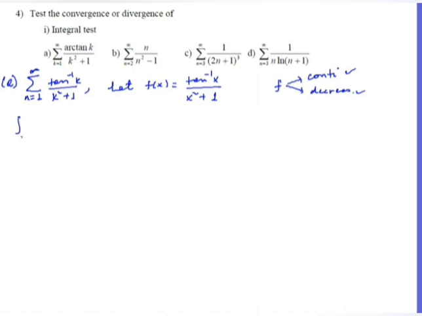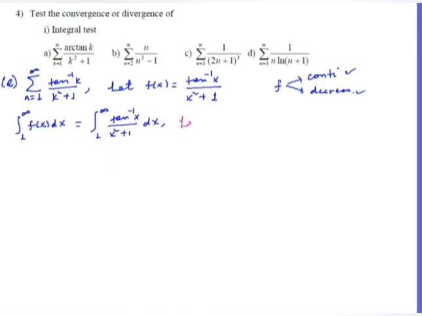So using the integral test we will have the integral from 1 up to infinity of f of x dx. This becomes the integral from 1 up to infinity of tan inverse of x over x square plus 1 dx. To evaluate this integral we need integration by trigonometric substitution.